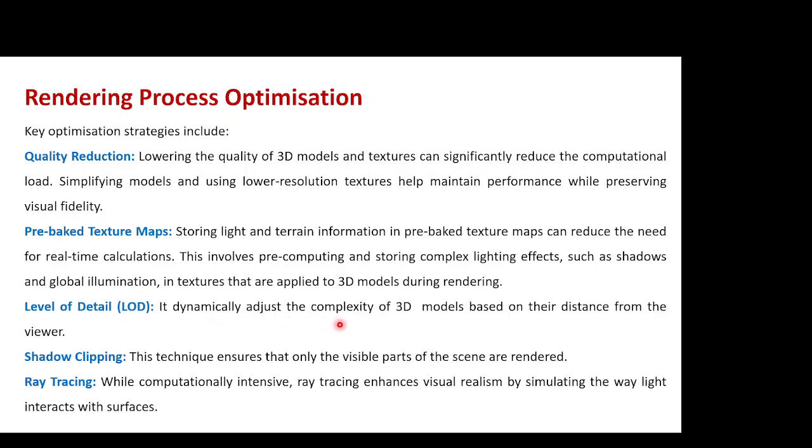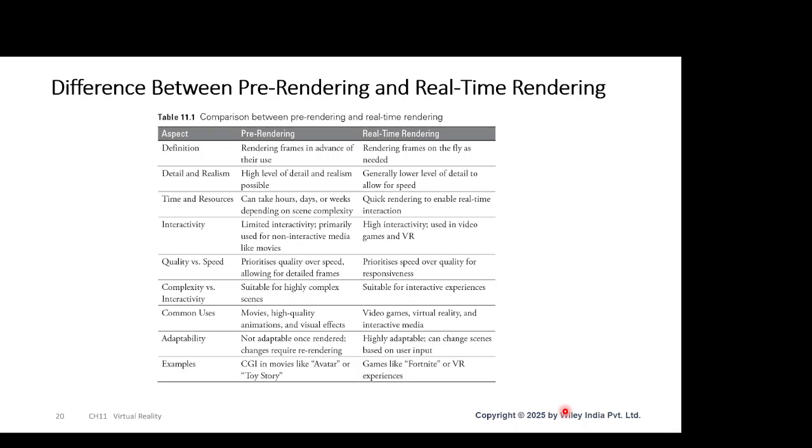Then level of detail. It dynamically adjusts the complexity of a 3D model based on its distance from the viewer. Obviously, when you go far, you see less detail. When you go close, you see more detail. So that is what needs to be processed. Shadow clipping. This means that only the visible parts of the scene are rendered. Ray tracing. While computationally intensive, ray tracing enhances visual realism by simulating the way light interacts with surfaces.